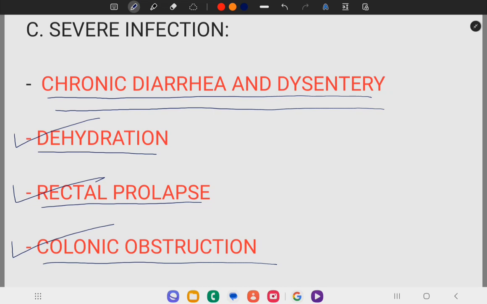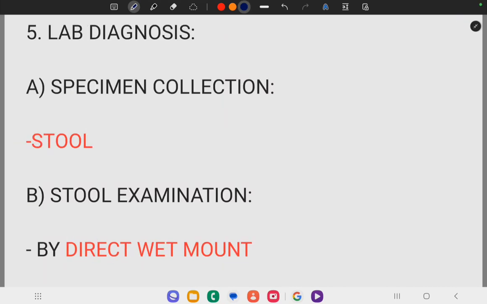Next I will discuss the lab diagnosis. The sample collected for lab diagnosis is stool.